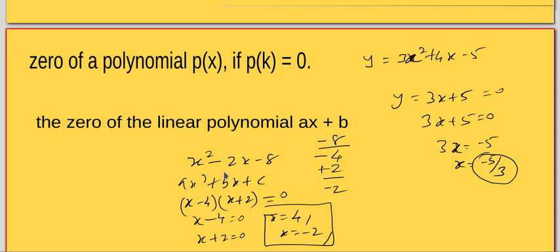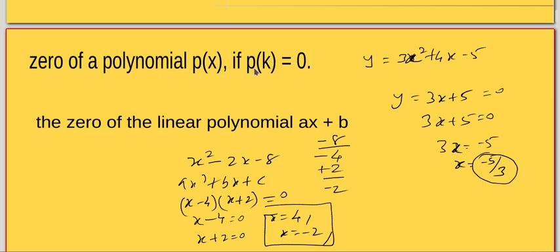Same way, for a cubic polynomial also we need to factorize first. Then by the factors we get the zeros of the polynomial. So zeros of the linear polynomial, the quadratic polynomial, and the cubic polynomial also we have discussed. Okay. So if you want to get the zero of a polynomial, what do we have to do?